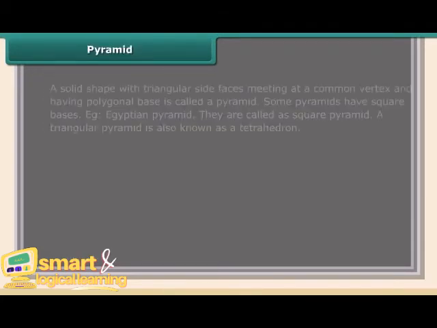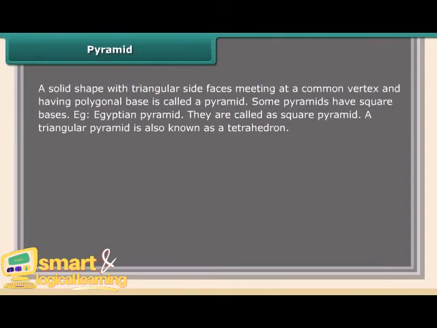Pyramid: a solid shape with triangular side faces meeting at a common vertex and having a polygonal base is called a pyramid. Some pyramids have square bases. Example, Egyptian pyramid. They are called square pyramids. A triangular pyramid is also known as tetrahedron.